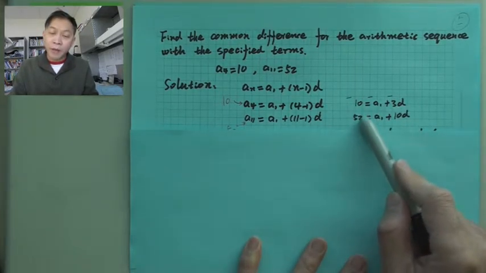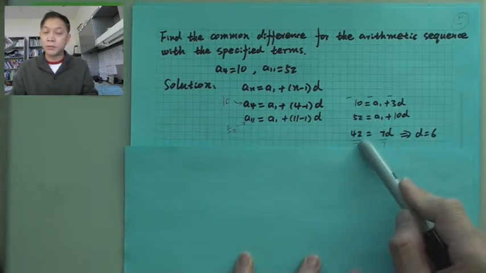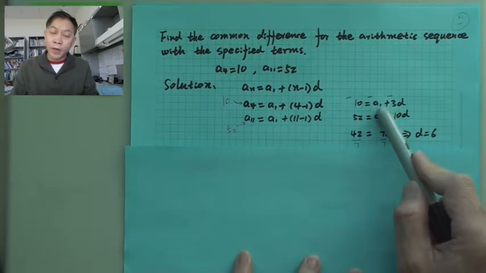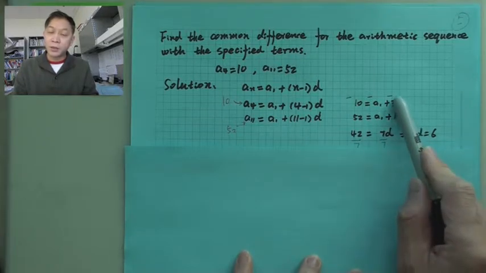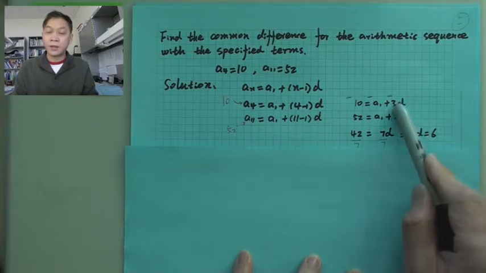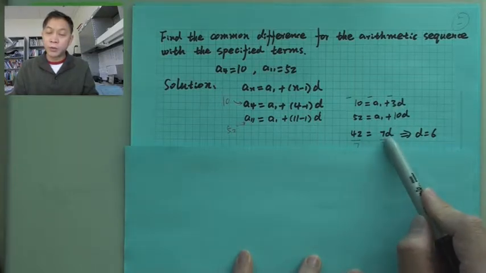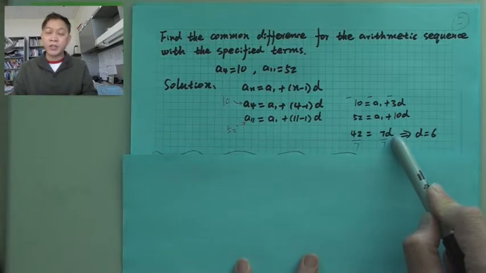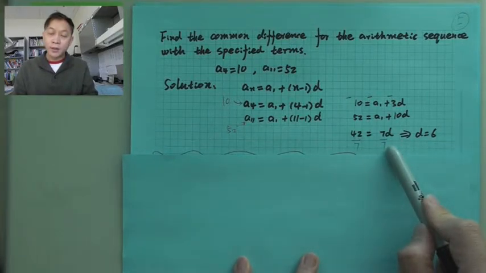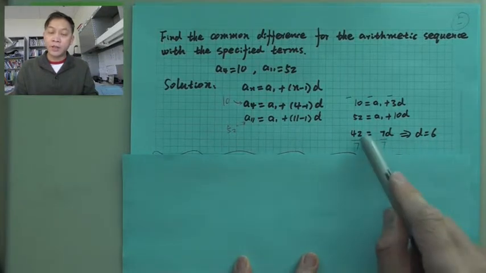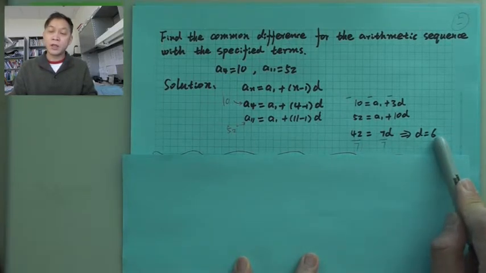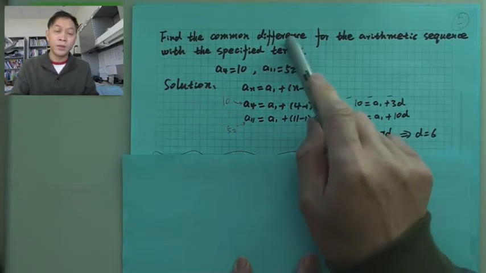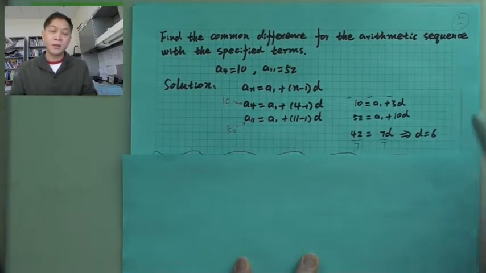You see 52 minus 10, we then have 42. A1 minus A1, they cancel each other. And 10D minus 3D, we have 7D. So you have 42 equals 7D. Divide both sides by 7, cancel 7 with 7, and on the right-hand side we have D. On the left-hand side, 42 divided by 7 is 6. So the common difference is 6 in this case.